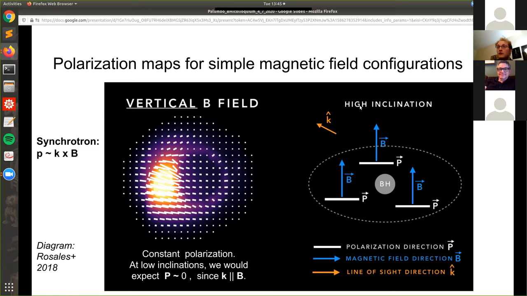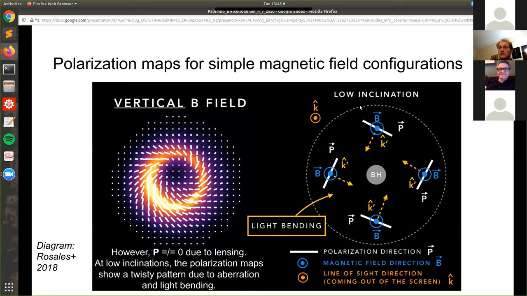However, if you had vertical B fields and viewed it edge on, again, you're going to see polarization that is predominantly perpendicular to the field direction. So they're horizontal, up to aberration effects that can twist things around a little bit. What's fascinating, though, is when you look at vertical fields face on rather than edge on, as shown here. These low inclination views of material that's rotating and also threaded by vertical fields do not just show a zero polarization map. The combination of aberration and light bending effects create a twisting, swirling EVPA pattern where the handedness of the swirl respects the rotation of the material. So the fact that the material is moving is crucial.